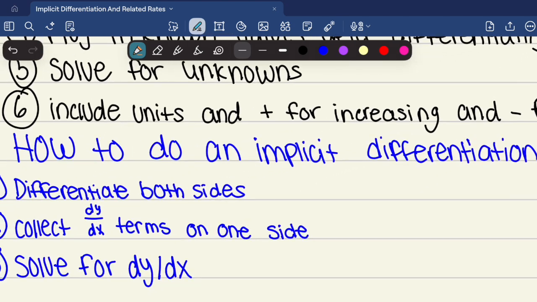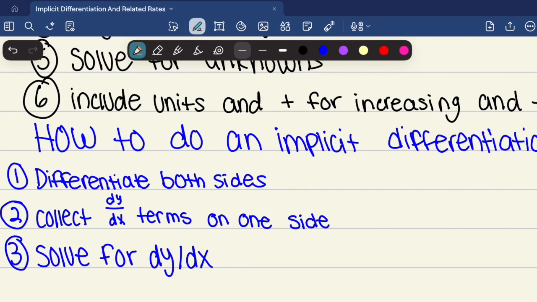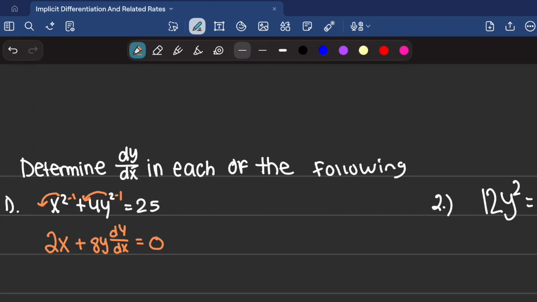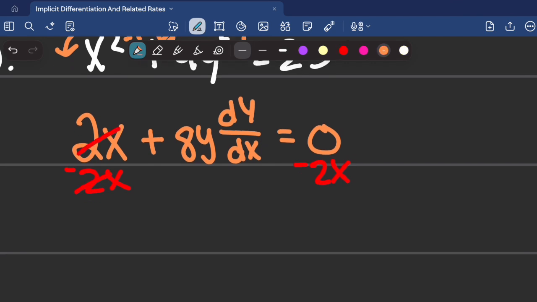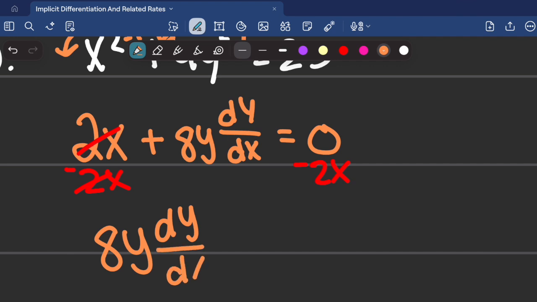Let's take a look at our step 2. Now you need to collect dy over dx terms on one side and then solve for dy over dx. Well, we only have one term that has dy over dx, so this shouldn't be too difficult, but we need to basically get rid of any term that does not have dy over dx because we are solving for dy over dx. So I'm going to move 2x over to the other side because we are trying to isolate dy over dx. And now we're left with 8y dy over dx is equal to negative 2x.